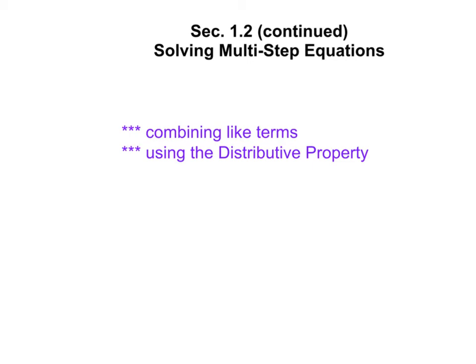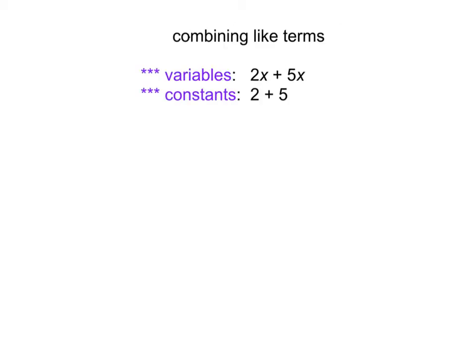In both of these, though, this is how the problems are going to begin, and then after we do a few steps, they're going to end up looking exactly like what you've been doing with the two-step equations. So if you look at the first two terms with the variables, you'll see there's a 2x right there, and a 5x right there. Those are terms that have variables, and you can combine them.